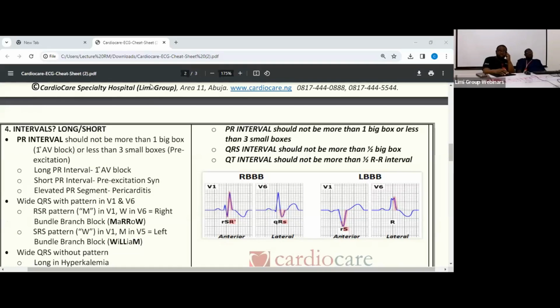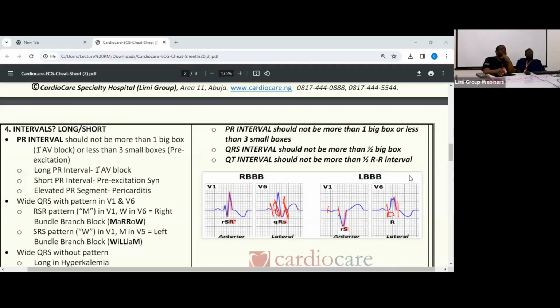Then we also look at the QRS. We say from the beginning of the QRS to the end of the QRS, here to here. This QRS should not be more than 3 small boxes, and the PR interval from here to here should not be more than 5 small boxes. Anytime the QRS is more than 3 small boxes, we say it's a wide QRS, and anytime it is less than 3 small boxes, we say it's a narrow QRS. If this PR interval is more than 5 small boxes, we say there's a first degree AV block. Very simple.